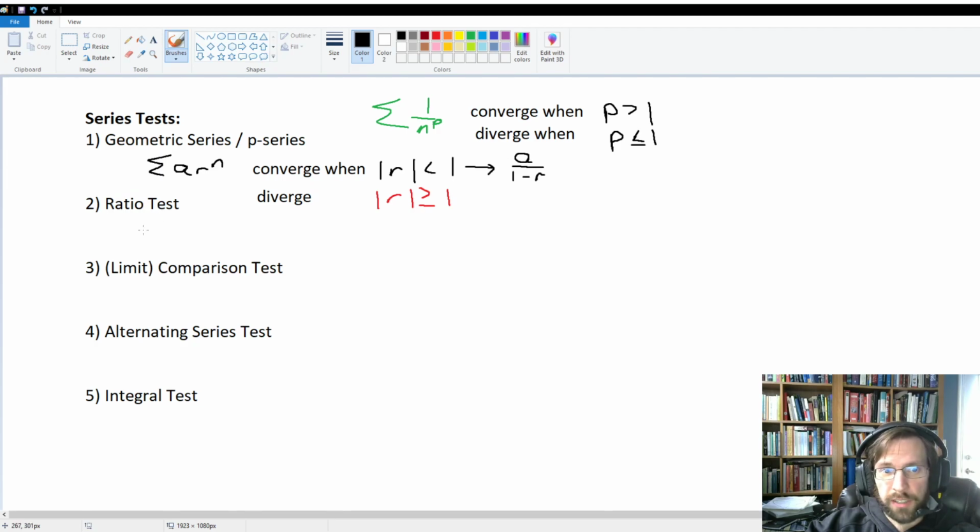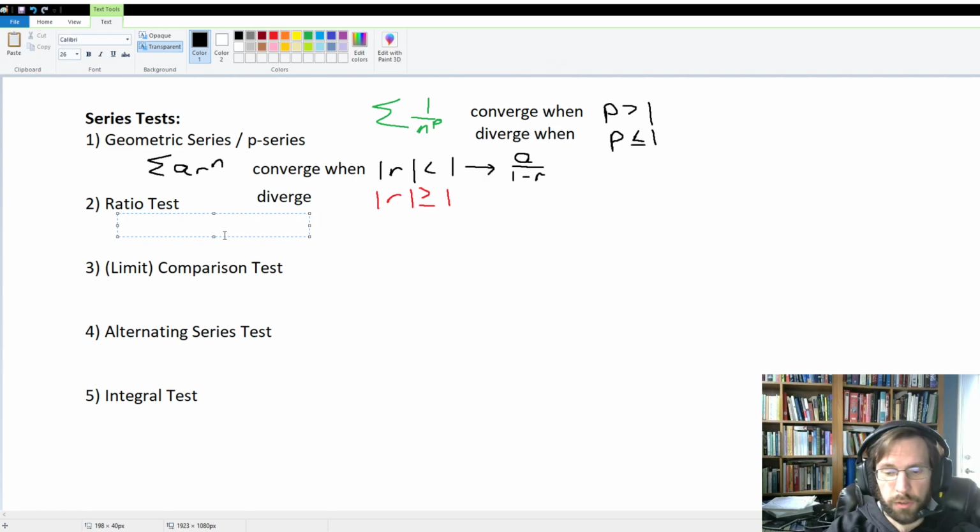Okay, so the second test, and probably the most, so if you don't have a geometric series or a p-series, probably the next thing you want to think about is using a ratio test. You want to use ratio tests when you see things like factorials. Those are those things with the exclamation points. When you have exponentials, exponential functions, and what I call mixed functions. That's where you have an exponential and a polynomial, an exponential, a factorial, something like that. You probably want to use ratio test.